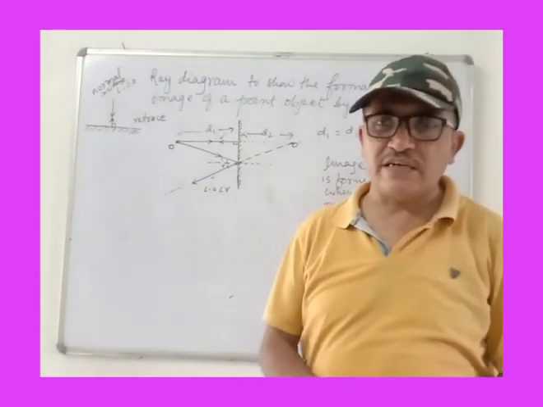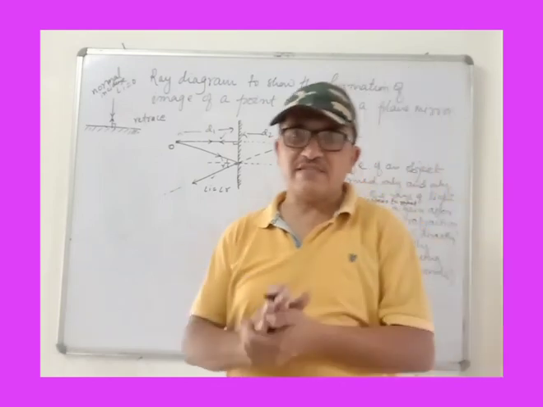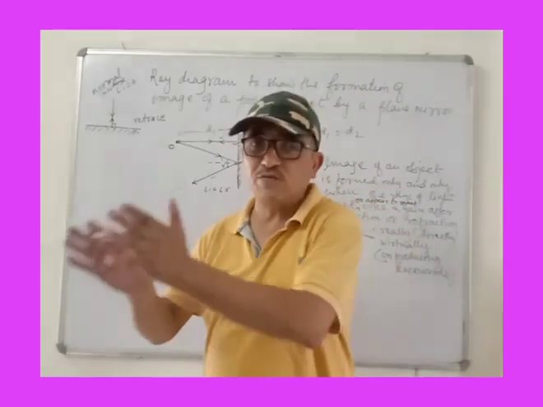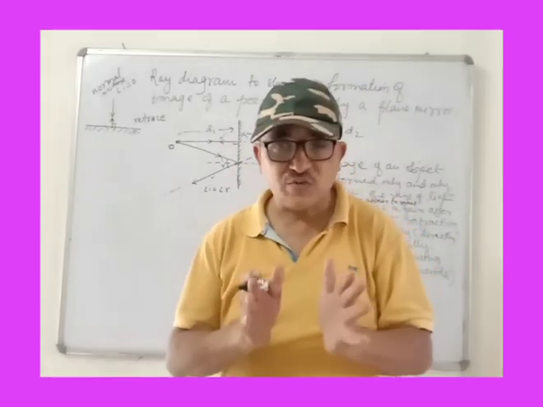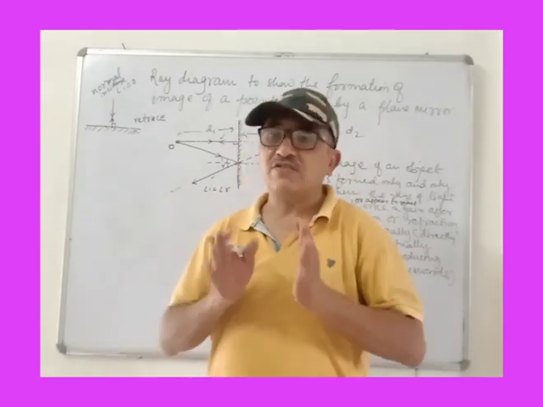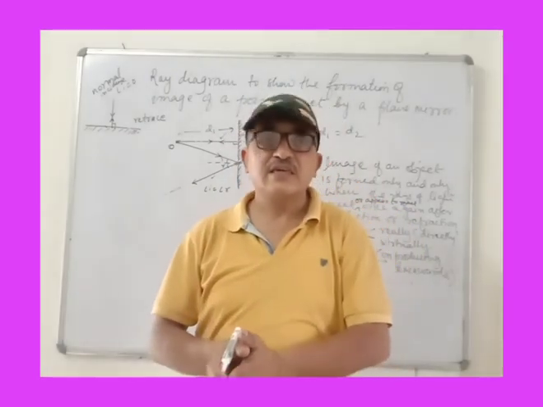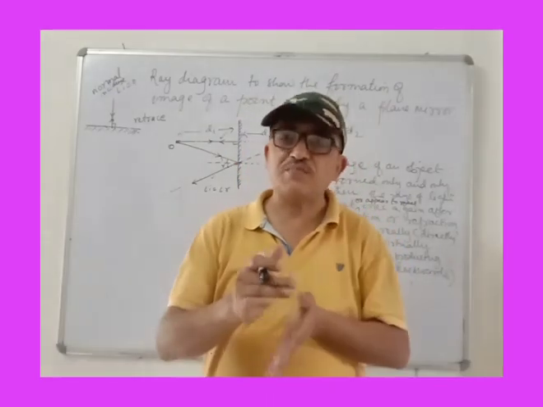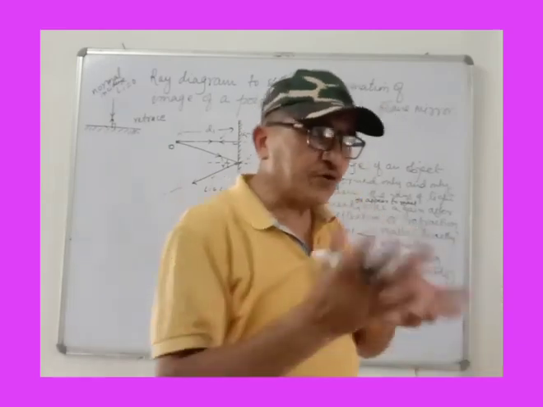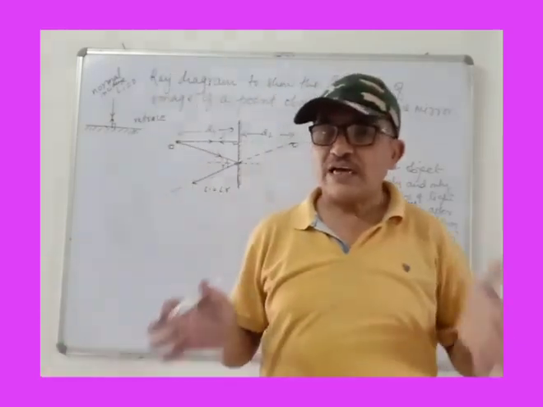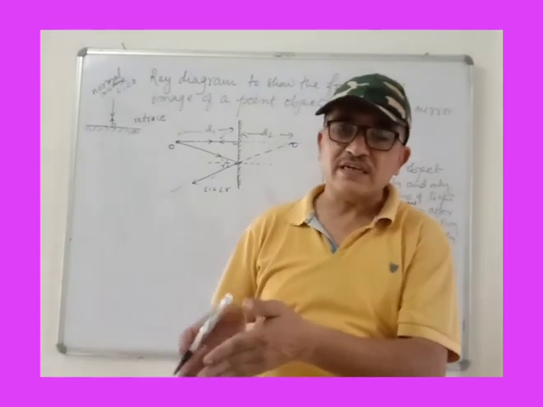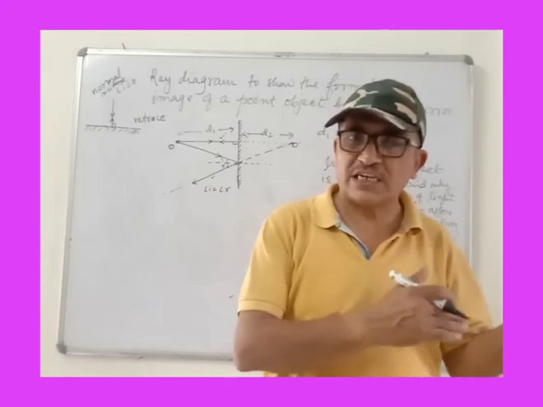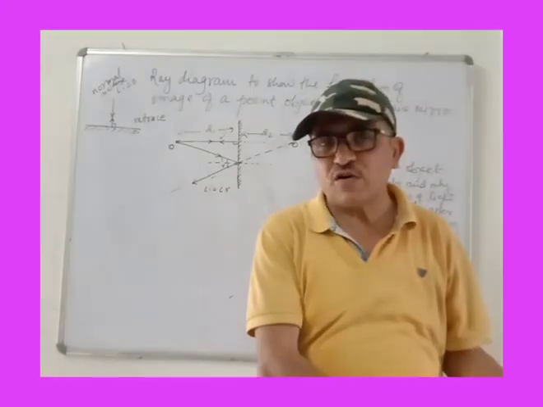So in how many ways can these rays meet after reflection? 2 ways. Either they will meet directly while returning, understood what I am saying? They will meet really while returning, or they appear to meet when they are produced backwards. In both cases, image is formed. When they really meet while returning, a real image is formed. When they virtually meet or appear to meet by dotted lines, then a virtual image is formed.